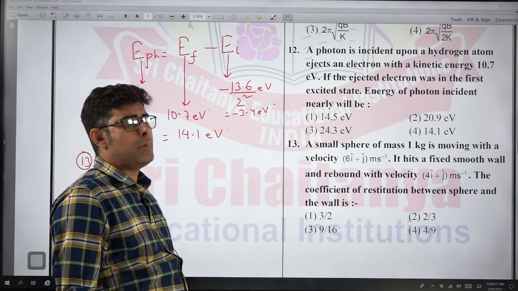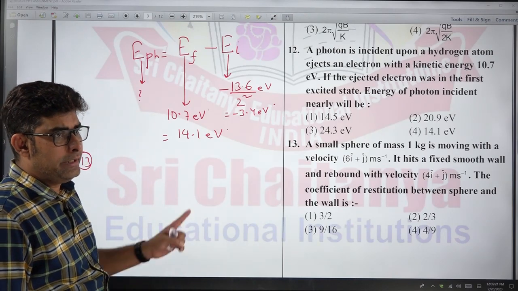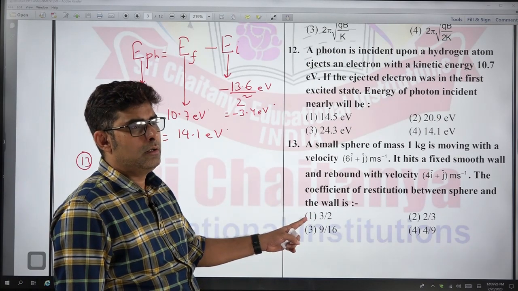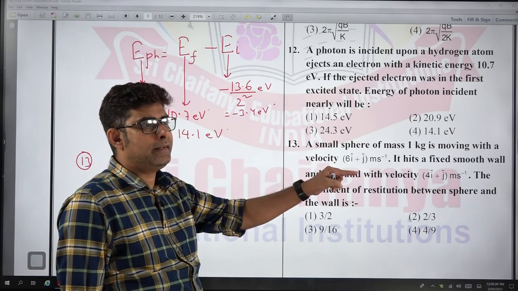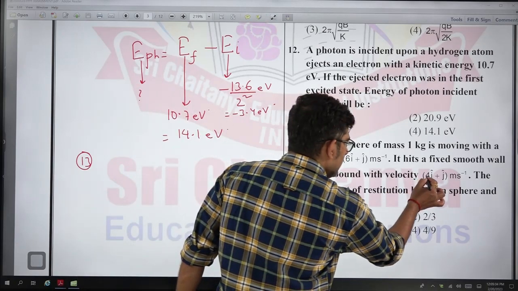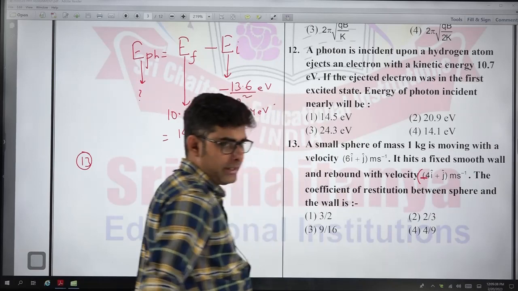A small sphere of mass 1 kg is moving with a velocity of 6i plus j meter per second. It hits a fixed smooth wall and rebounds with a velocity 4i. I would suggest kindly make a small correction over here. If it is moving at 6i, if it is rebounding, it cannot be 4i, it should be minus 4i. The direction will change. Please make this correction. It is minus 4i.